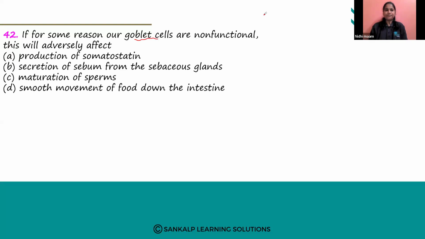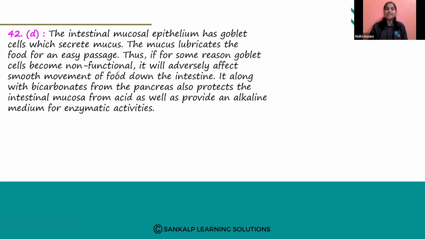Yeah. So let us check the answer here. The right answer is option D, smooth movement of food down the intestine. The intestinal mucosa is the layer that has a specialized cell called the goblet cell. Goblet cells produce a substance called mucus, a sticky substance. Along with bicarbonates from the pancreas, it also protects the intestinal mucosa from acid, as well as providing an alkaline medium for the enzymatic activities.